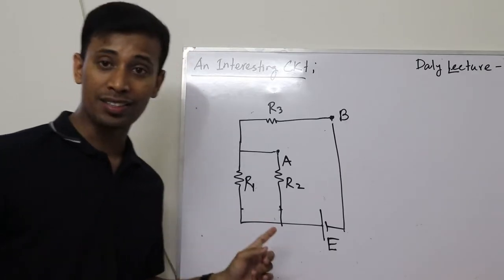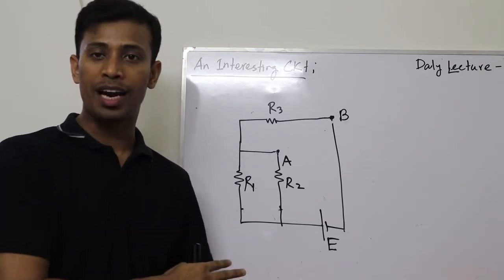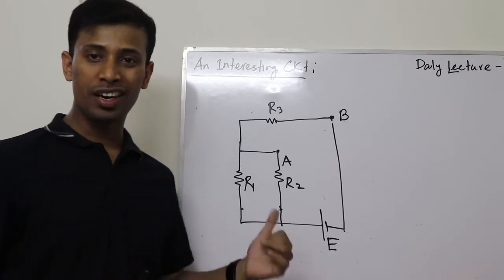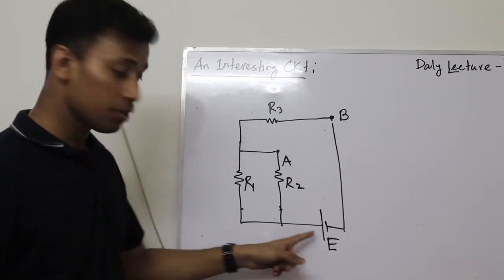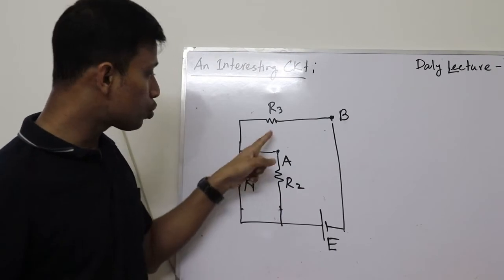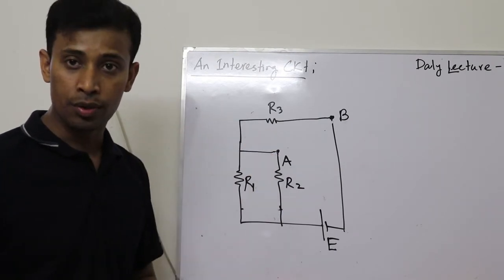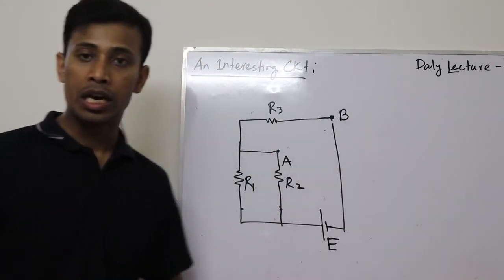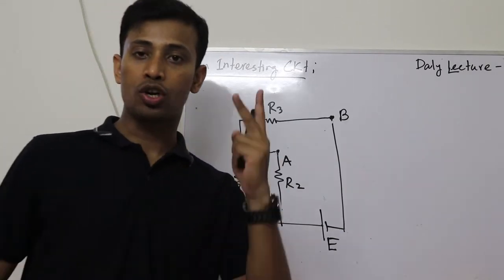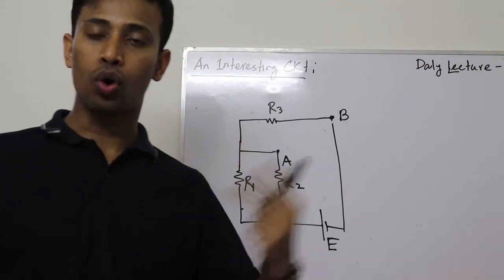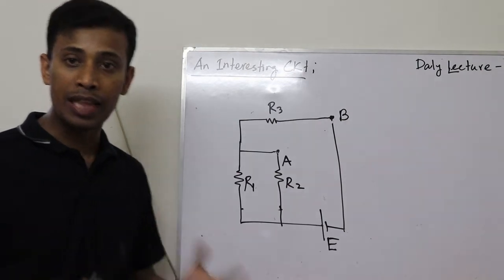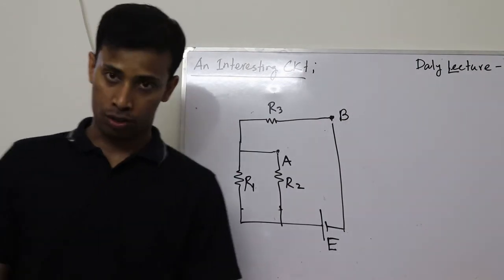Students, please look at this circuit. You are already familiar with this circuit because I have given you homework regarding it. Here there's the cell, there are 2 resistors in parallel, and with these 2 we have R3 in series. So it's mainly a series circuit. Now the interesting matter is that question 2 asked whether, if we connect points A and B, the current flow will vary or not.